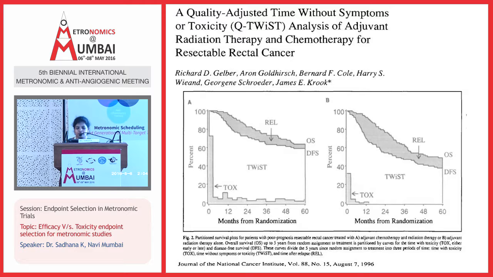If you see this figure, the overall survival follow-up time is still 5 years. In figure A, where the combination therapy has been considered, there is a longer time spent on toxicity and the relapse period is also less, but the quality time without symptoms and toxicity is more as compared to adjuvant radiation therapy alone. So this type of analysis helps us compare 2 regimens and see which one is better, because it considers both the time spent due to toxicity, what is the time lost, and due to relapse.